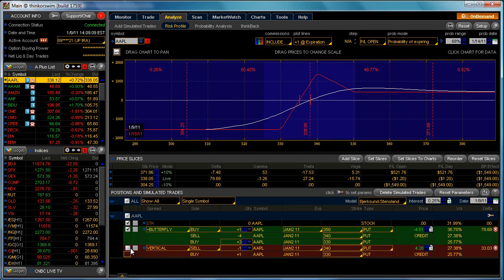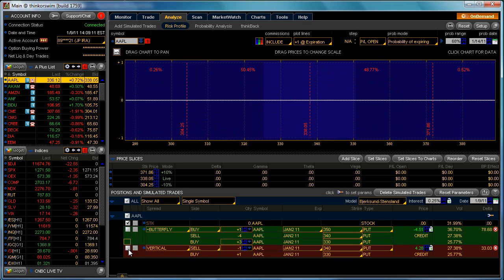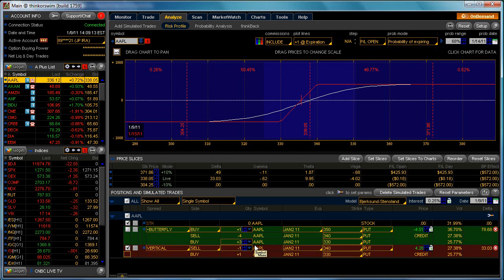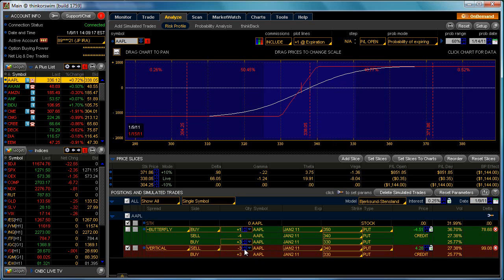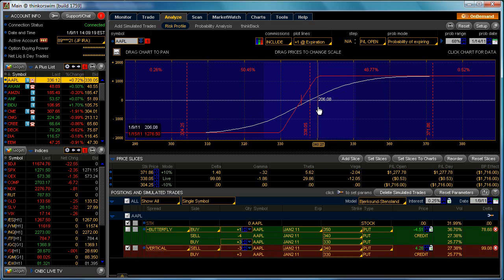Yes. Can you bump this up and take the same reward? Yes, you can. You can do that. This you can risk 1,700, and if it ends up at 340, you have 1,276. You can do that by doing 3 of these. Risk about the same amount and get about the same reward.